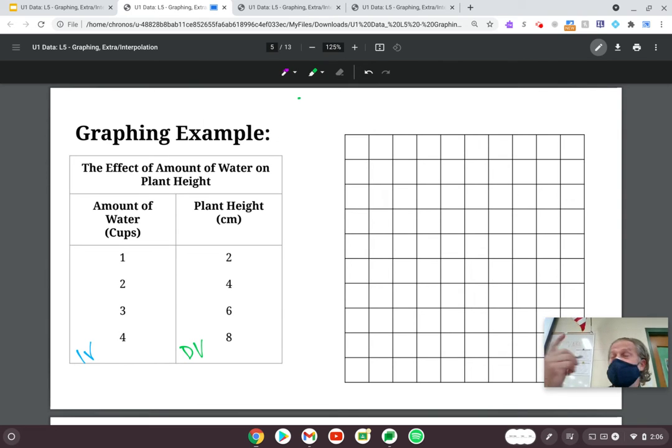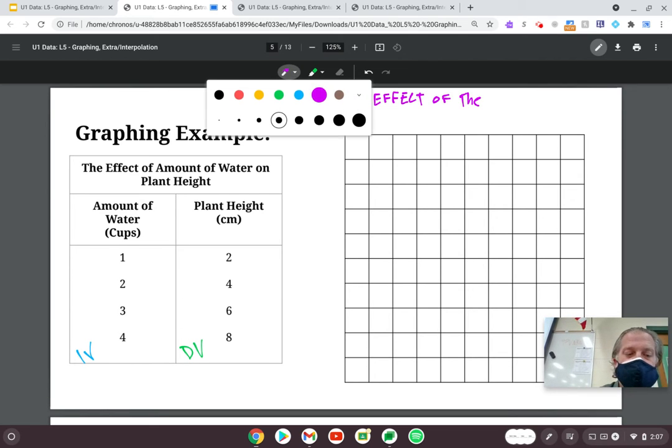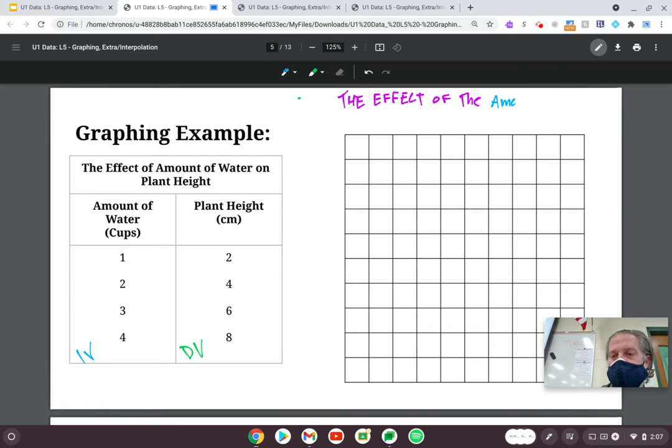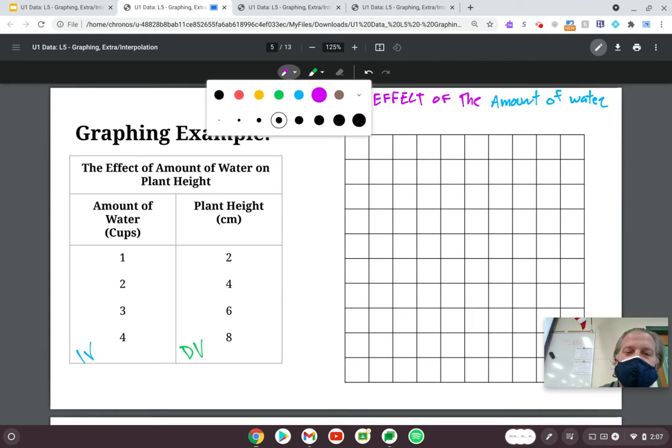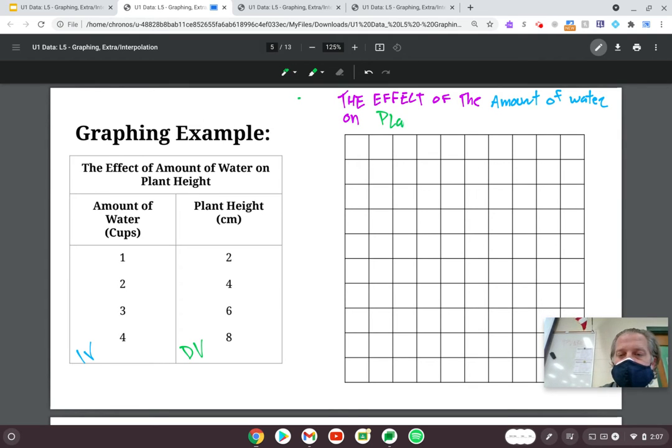So I'm going to go ahead and write my title. I'm going to say the effect of the amount of water on, in this case, plant height. So that's going to be my title. Note it is the effect of the independent variable on the dependent variable.